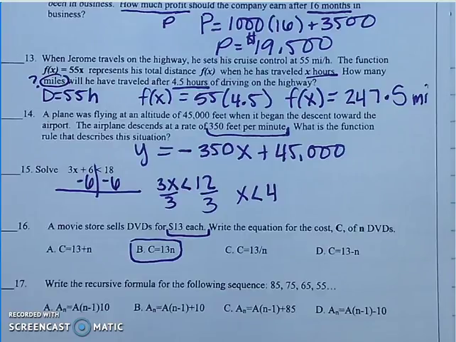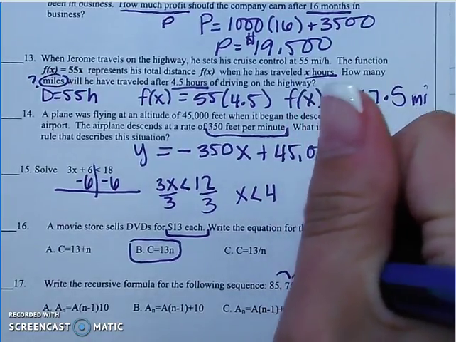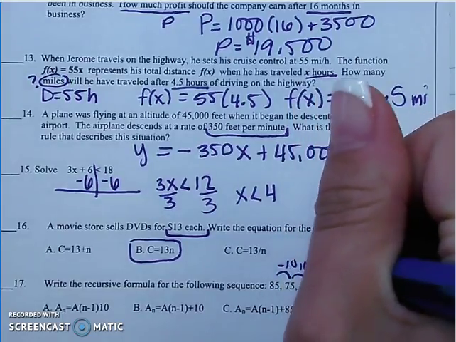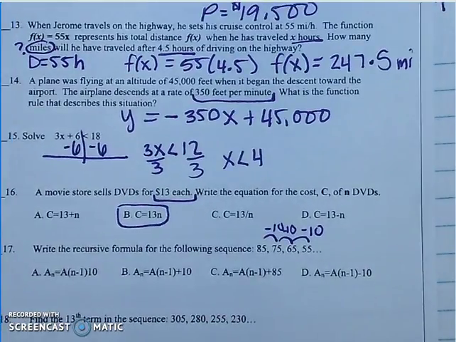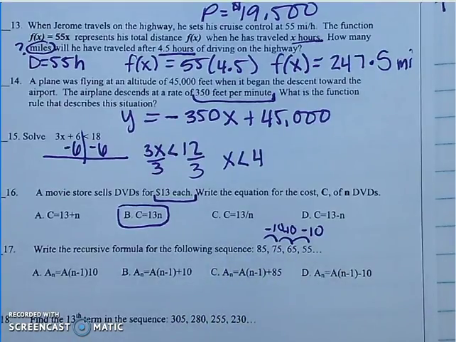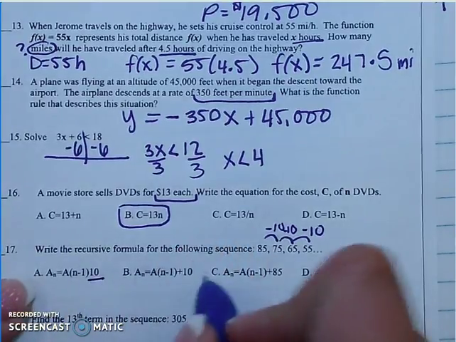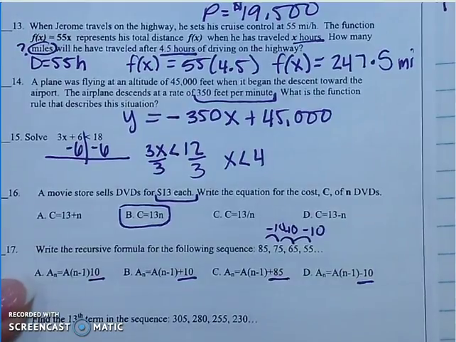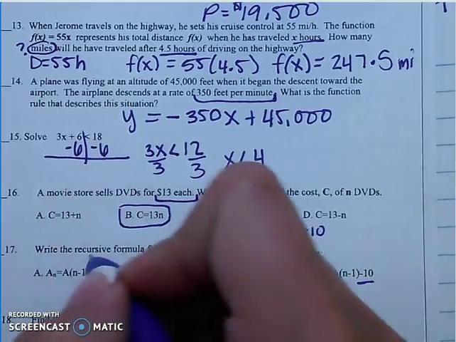In 17, we're going to write the recursive formula for this following sequence. Notice that this sequence is going down 10 each time. So looking at your answer choices, even if you knew nothing about a recursive formula, you can see a sequence of something being negative going on. Then you should look, well, okay, all of these things are the same except for that very last number. And which one has a negative 10? That negative difference is right there, D.